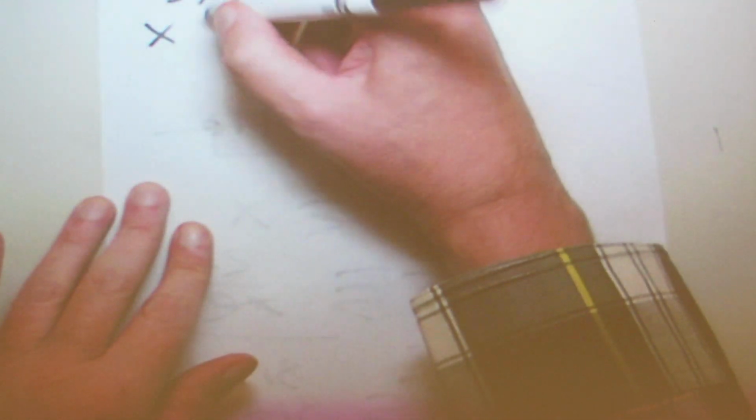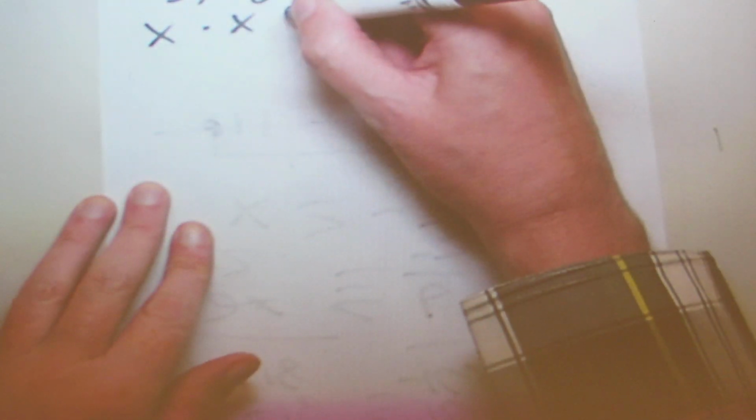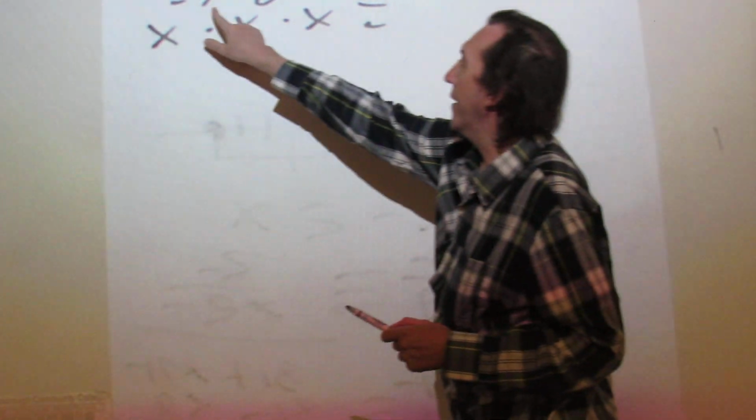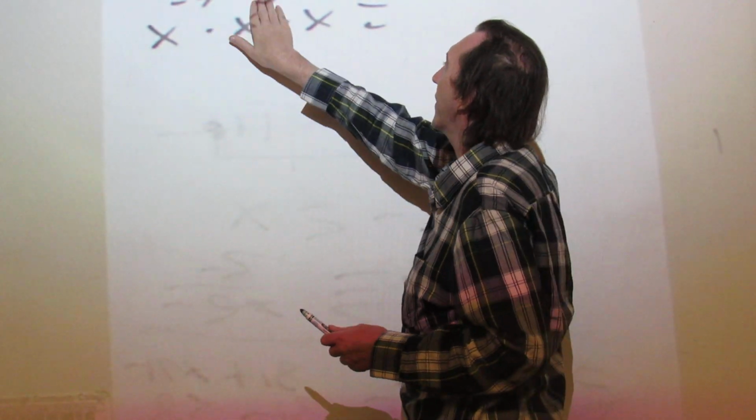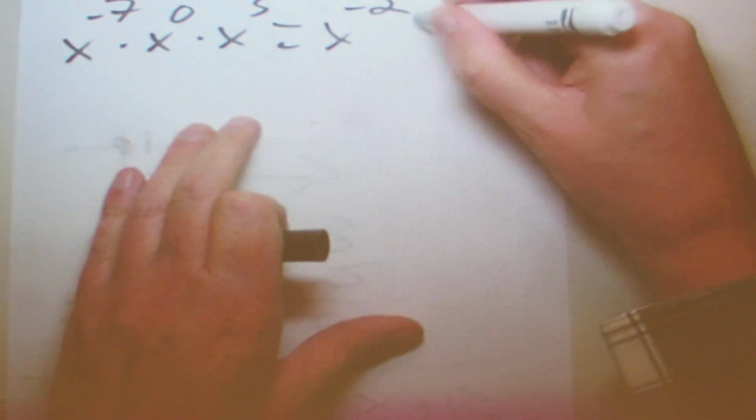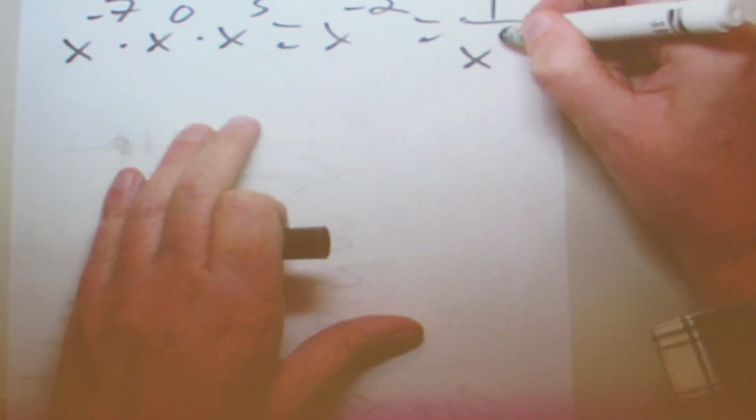Next, let's say we have x to the negative 7 times x to the 0 times x to the 5. What we do here, we have the same base and just exponents, so we're just going to add up all the exponents. Negative 7 plus 0 plus 5 will be x to the negative 2, but we don't want negative exponents, so we're going to flip it, and this becomes 1 over x to the positive 2.